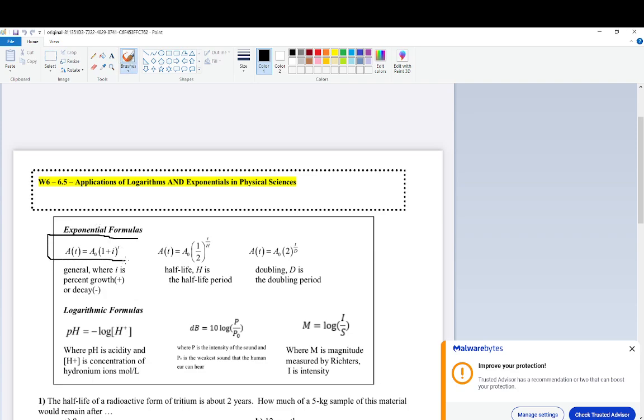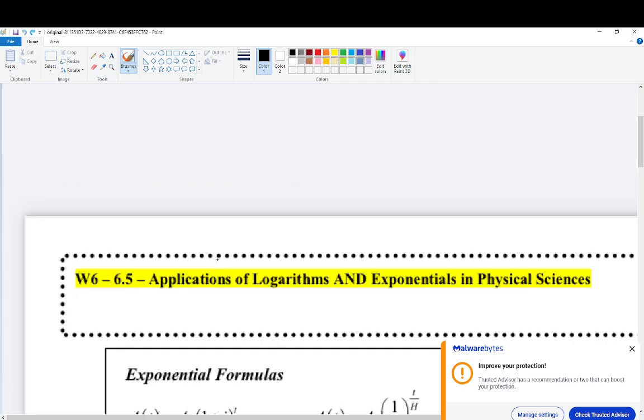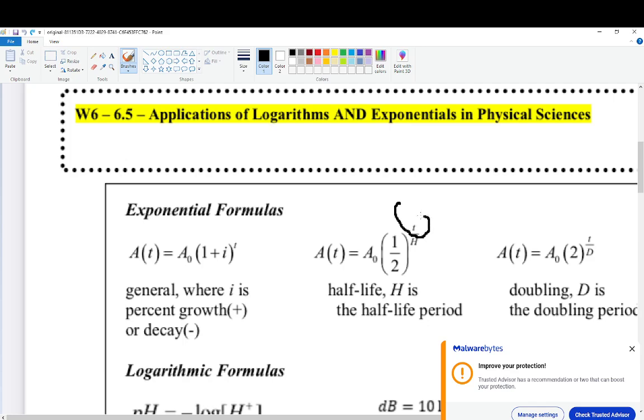There's a growth rate. That's something that goes up. This is a financial growth rate. And the I is the rate of interest and the T is the time. This is a decay, half-life. You have a half. And notice that's the thing we figured out. You have to put time over whatever the half-life is to get the correct exponent. And that's the initial amount.